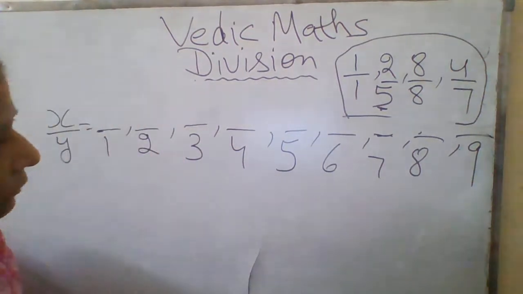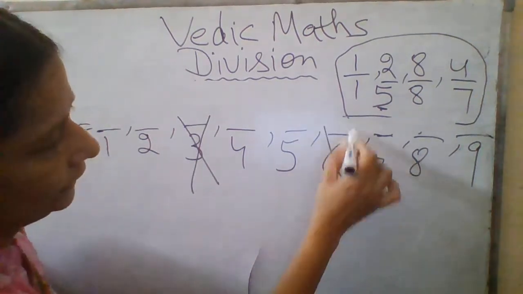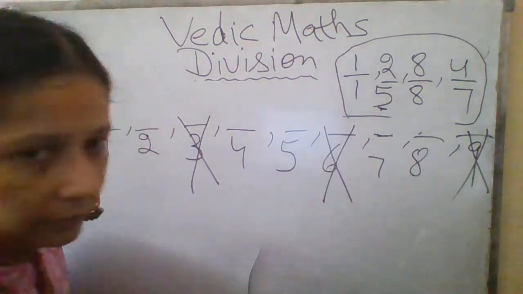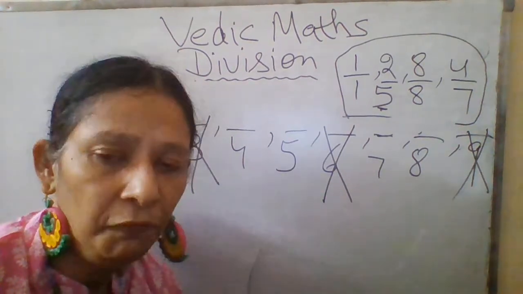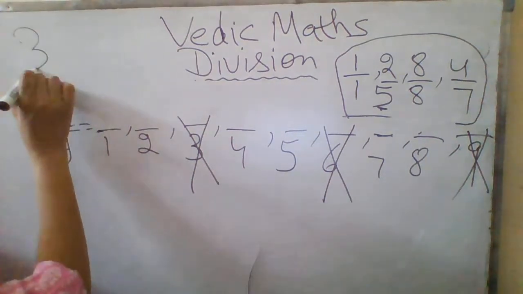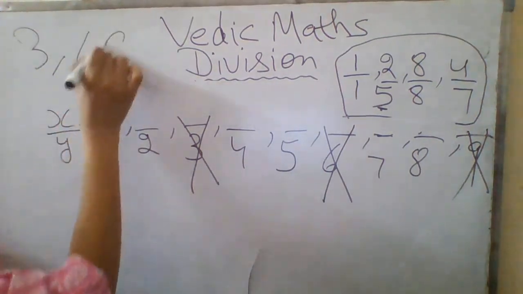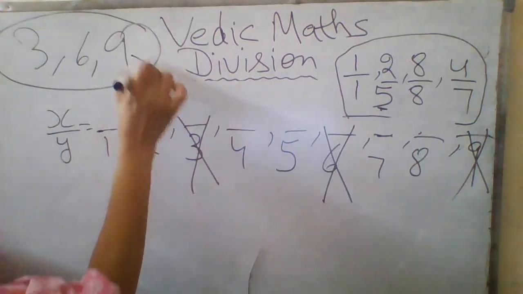Now what I am going to do is cross this 3, cross this 6 and cross this 9. We are not going to discuss the cases of 3, 6 and 9. I am going to write it down here also. We are not going to discuss the cases of 3, 6 and 9.